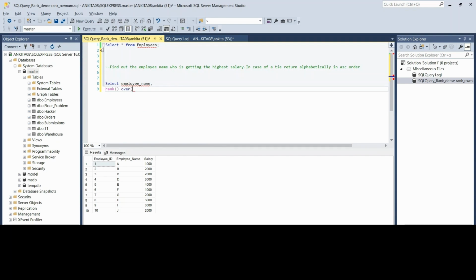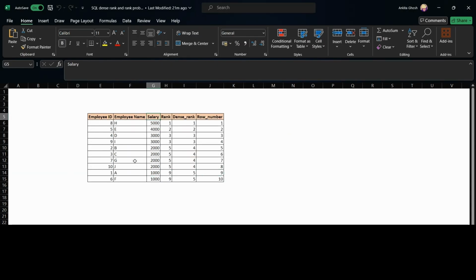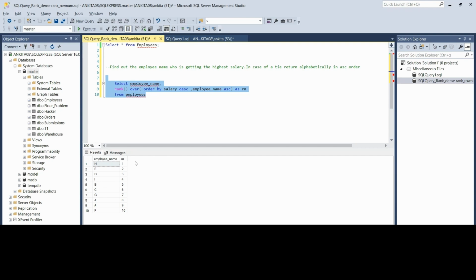We have to rank employee name, ordered by salary descending, because we are asked to find the highest salary, and we can also provide employee name ascending, right? That's what it has asked us to do, as, let's say, RN or rank from employees. Okay, all right. I think this should return the ranks as it is. Yes, see. So employee name H. Let us look at the table here. I think that's what it is. So employee name H is the one who is getting the highest salary, and that's what SSMS has also returned.